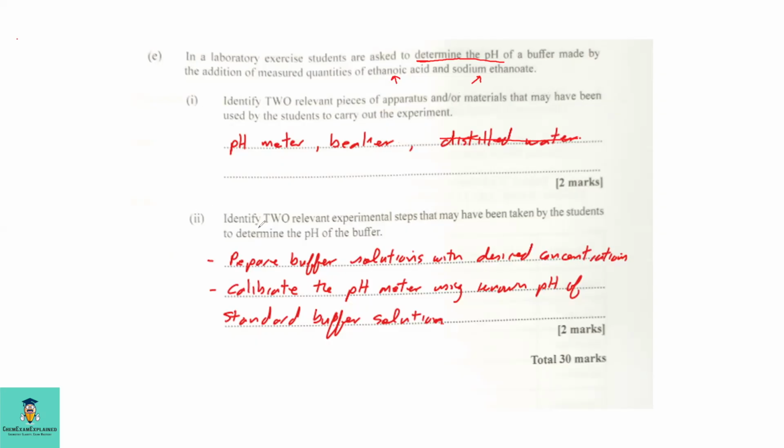E, part 2. Identify 2 relevant experimental steps that may have been taken by the students to determine the pH of the buffer. Well, 1, prepare the buffer solutions with desired concentrations. And 2, calibrate the pH meter using known pH of standard buffer solutions. So you have to prepare your buffer solution and you want to find the pH. You need the use of the pH meter. One of the ways we want to ensure that it is accurate is to ensure that it is calibrated.